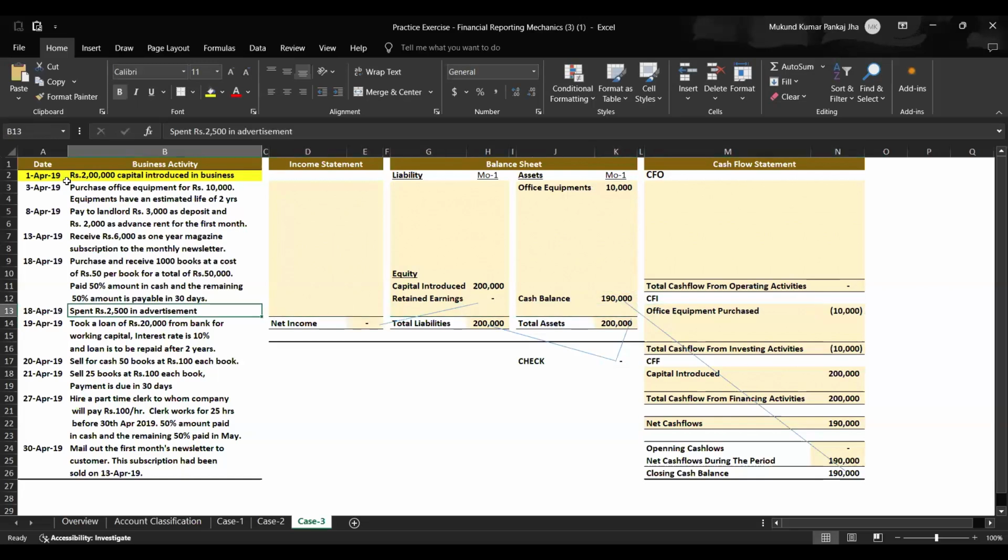Okay. Next, pay to landlord rupees 3,000 as deposit. Also, equipments have an estimated life of 2 years. So I guess we will have to charge depreciation for it. Per month depreciation. We will see about it. Let's mark this.